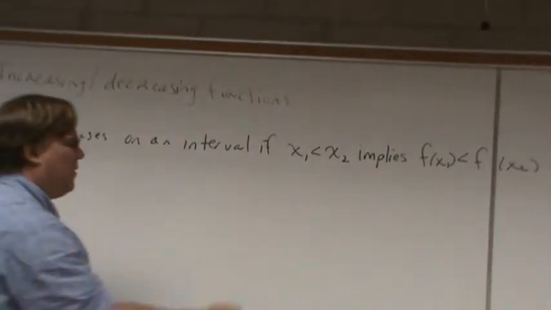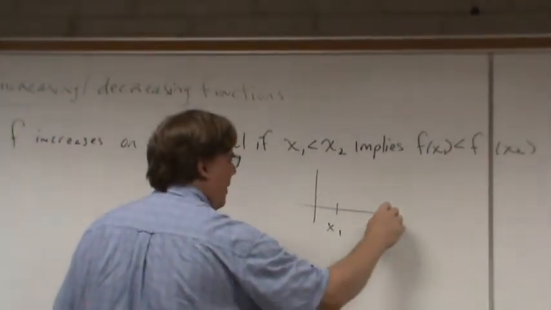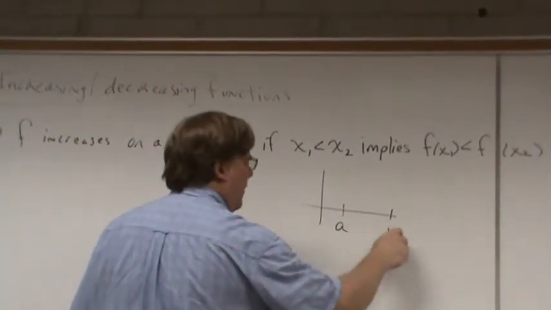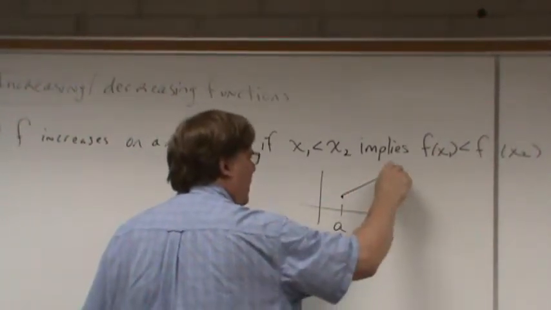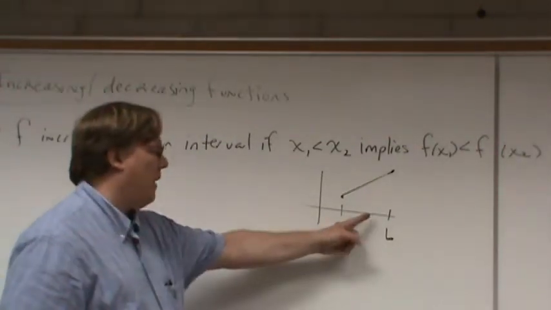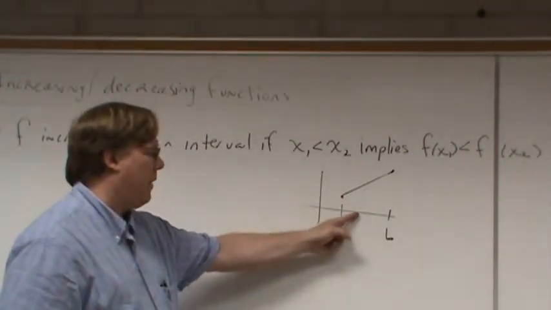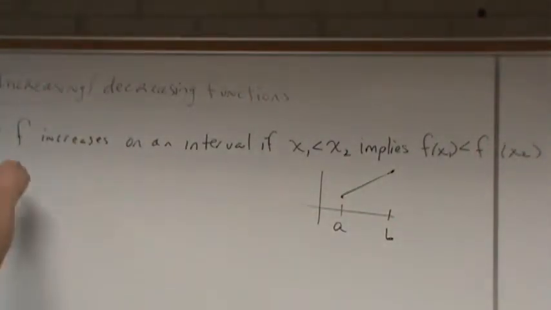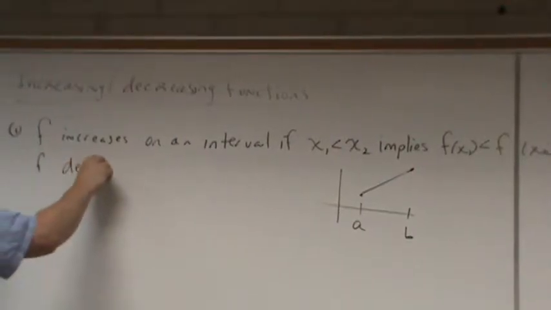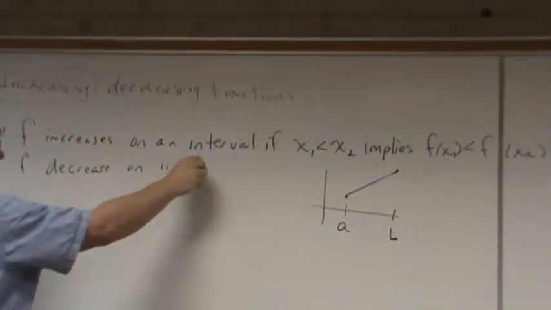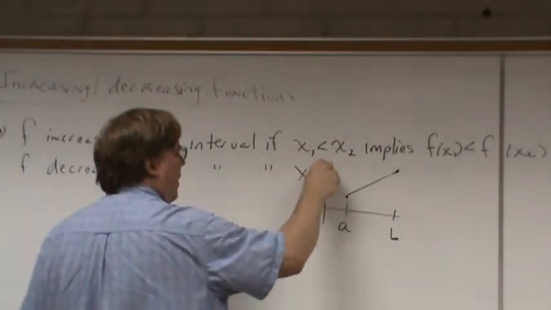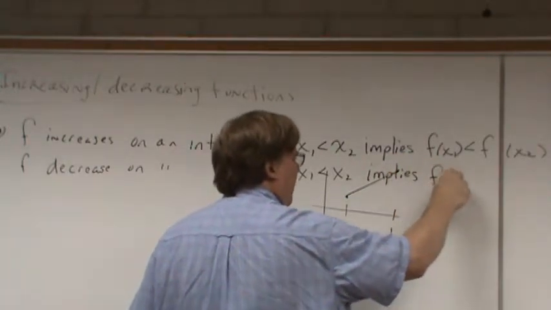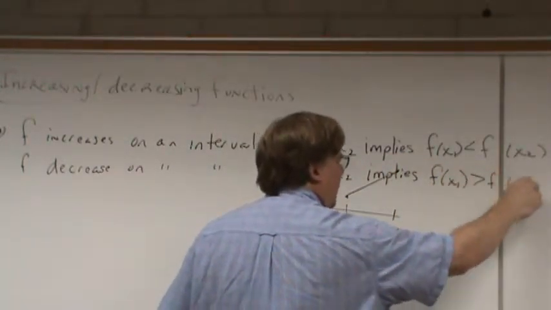That means your function, if this is a and this is b, and I've got a function that's increasing on this interval, it just means if I've got an x value that's bigger than another x value, then the f of x is going to be bigger than the other f of x. That's simple. And then f decreases on an interval if x1 being less than x2 implies f of x1 being greater than f of x2.